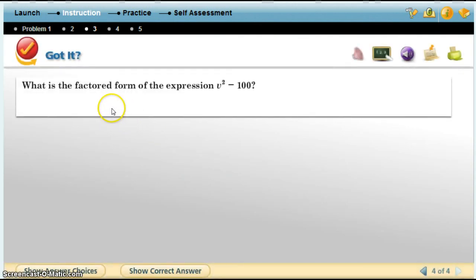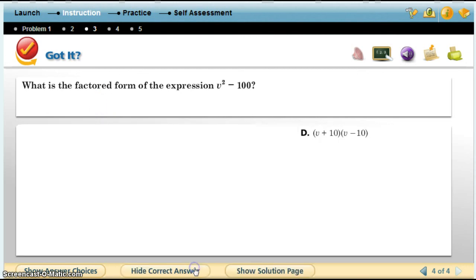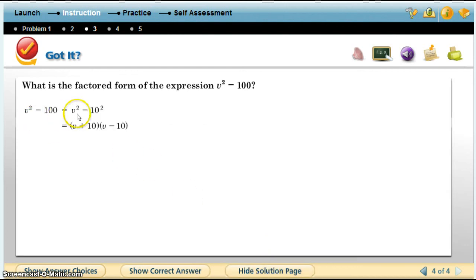V squared minus 100. Can you rewrite that so that it's a squared minus b squared? Pause the video if you need a little more time. These may not take as long as the others, but your correct answer is v plus 10 and v minus 10. So simply all you're going to do is rewrite it as v squared minus 10 squared. V represents your A, 10 represents your B, and you have a product of a sum and difference.